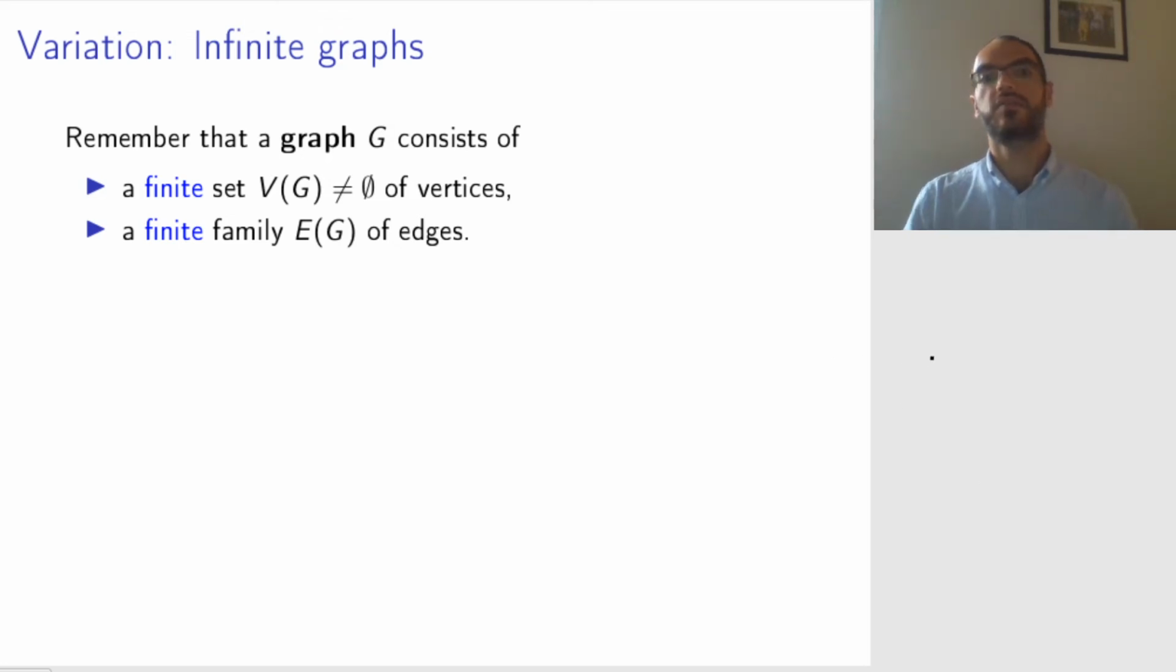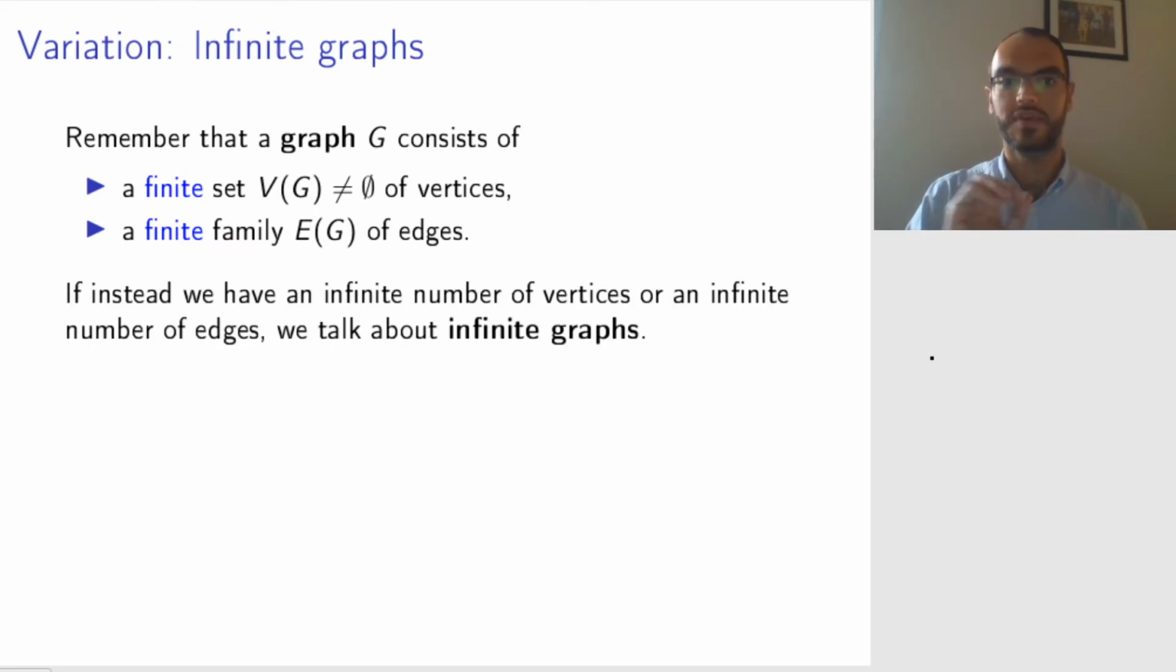Another way to vary the notion of a graph is, again, by looking at the definition. So forget about digraphs, now we look at ordinary graphs. There we had a finite set of vertices and a finite family of edges. Now, of course, we can scrap this finiteness condition, and then if either of these sets is infinite, we talk about infinite graphs.